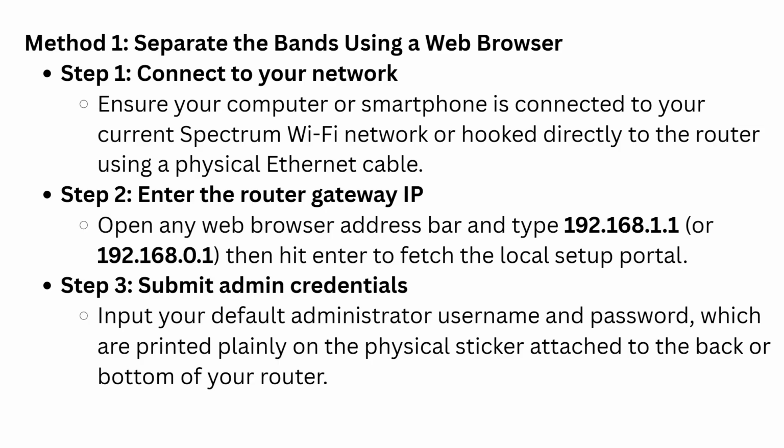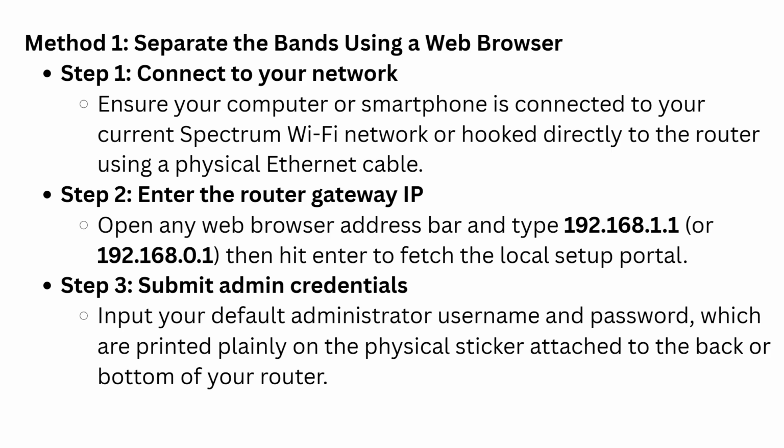Method 1. Separate the bands using a web browser. Step 1. Connect to your network. Ensure your computer or smartphone is connected to your current Spectrum Wi-Fi network or hooked directly to the router using a physical Ethernet cable.